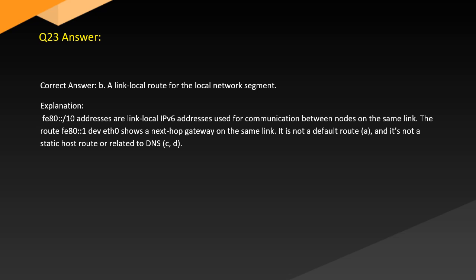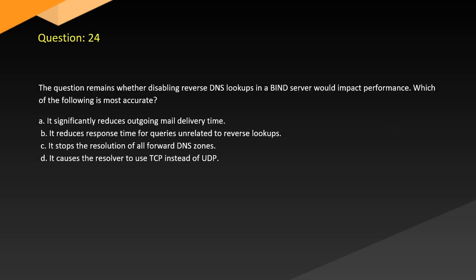Question 24. The question remains whether disabling reverse DNS lookups in a BIND server would impact performance. Which of the following is most accurate? A. It significantly reduces outgoing mail delivery time. B. It reduces response time for queries unrelated to reverse lookups. C. It stops the resolution of all forward DNS zones. D. It causes the resolver to use TCP instead of UDP.